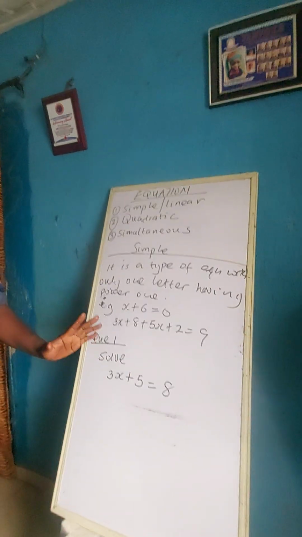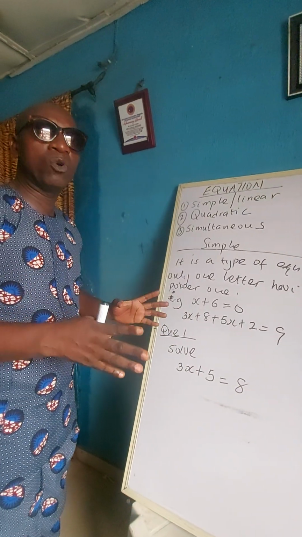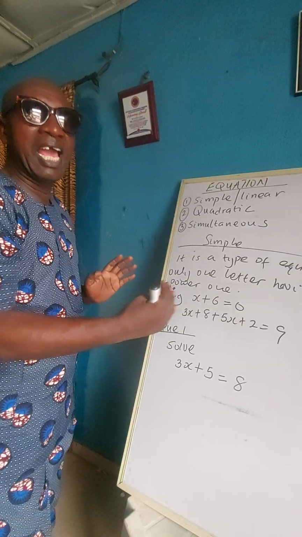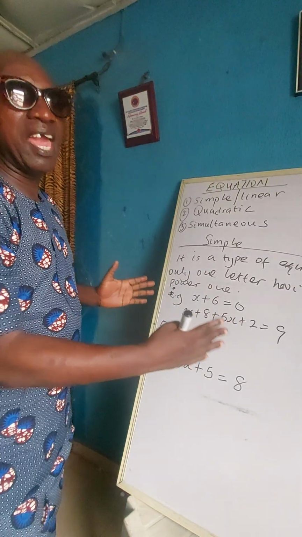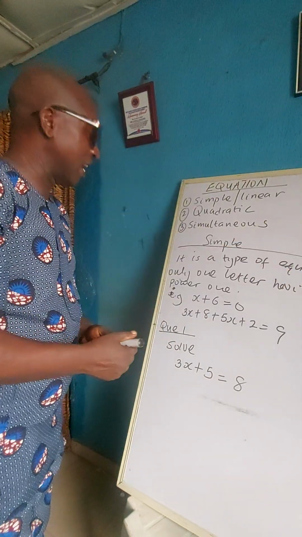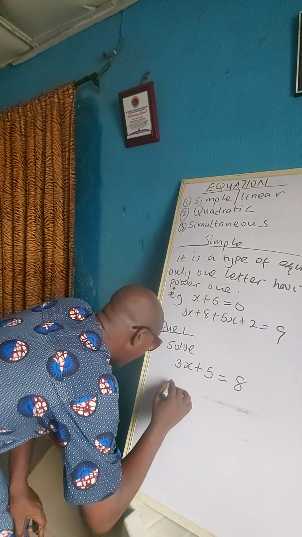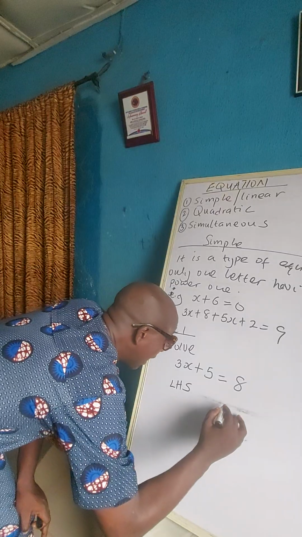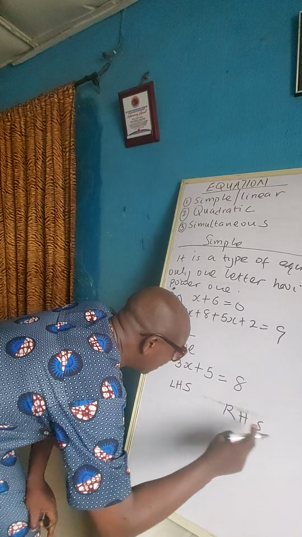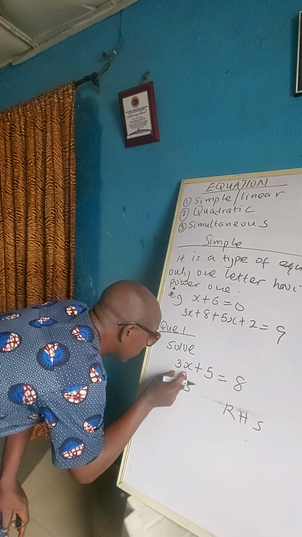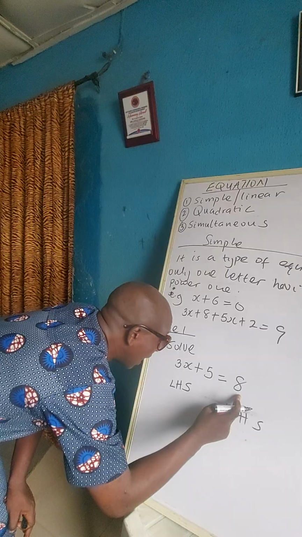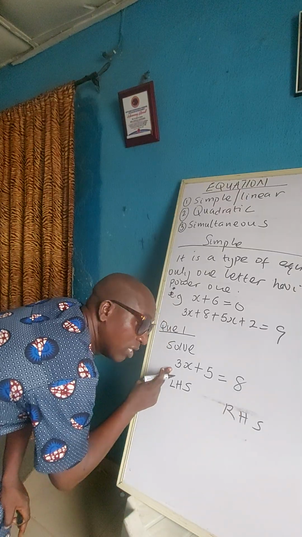The basic thing in a simple linear equation is that there is no specific method in solving it. The only way to go about it is collecting like terms. Carry the one that has x to the left hand side and the one without a letter to the right hand side. How do I mean? The left hand side, LHS, and the right hand side, RHS. This one is 3x. Does this one have x? No. Does this one have letter x? No. That means only this one has letter x.